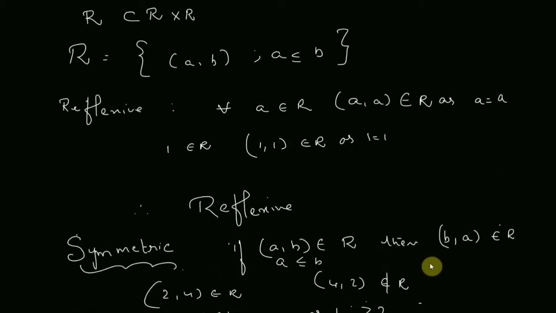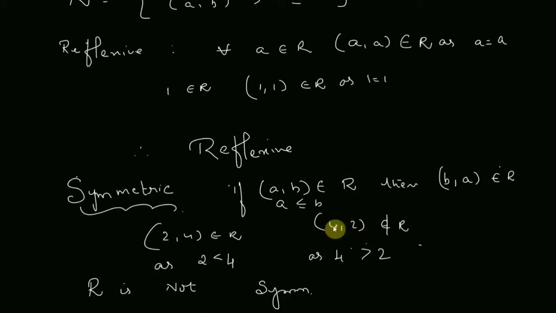Is it symmetric? If (a, b) belongs to R, we have to check whether (b, a) belongs to R. What is the meaning of (a, b) belongs to R? a is less than or equal to b. Will b be less than or equal to a? No. b is greater than or equal to a. So (b, a) doesn't belong to R.